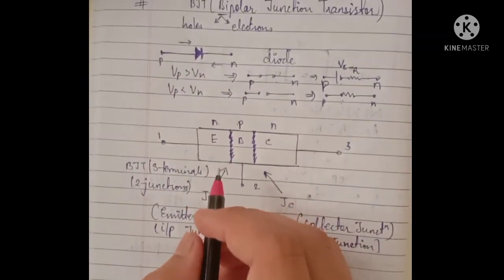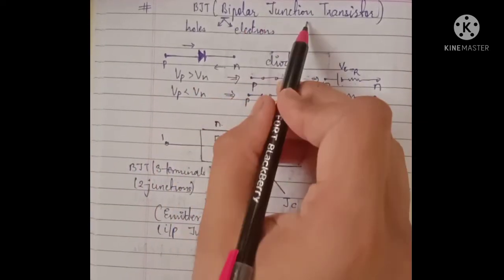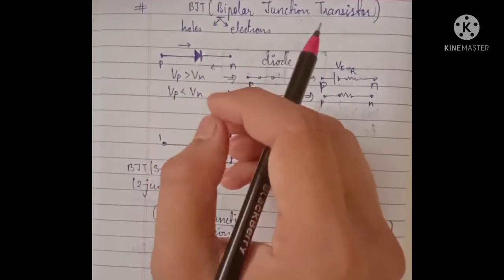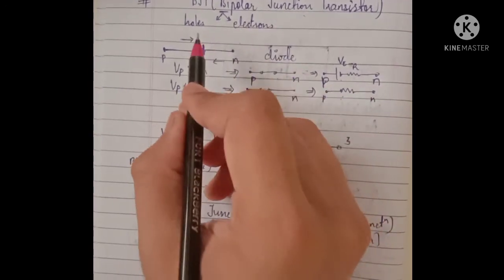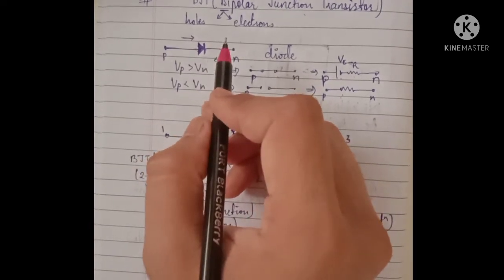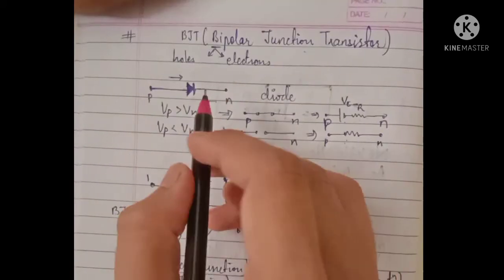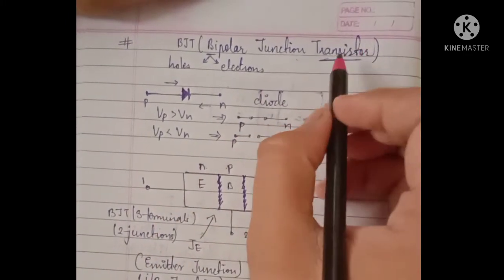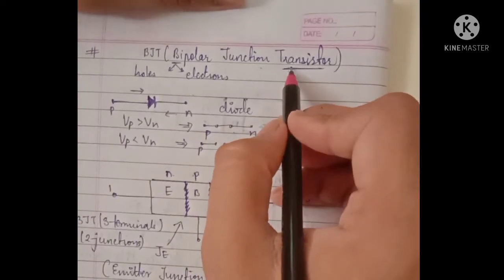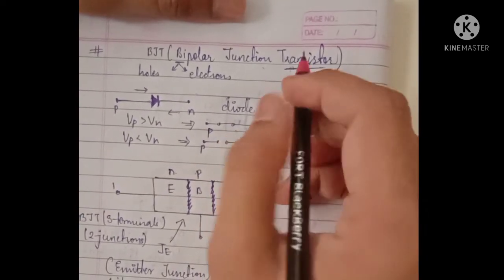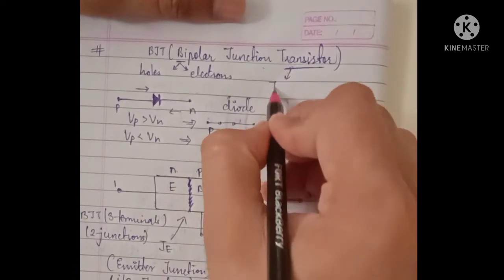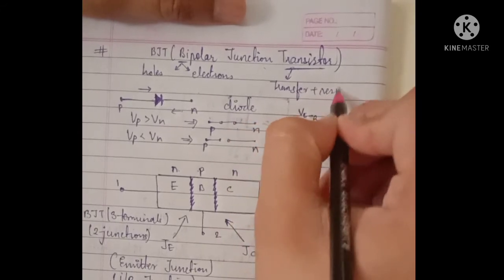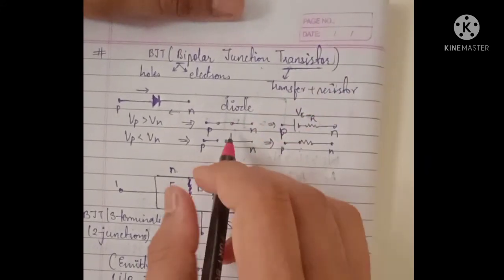So what we studied: BJT is a bipolar junction transistor. Bipolar means holes and electrons. The conductivity in a transistor is because of two kinds of carriers, holes and electrons. That's why it is called a bipolar junction transistor. We also talked about the transistor, which is defined as transfer resistor. The word transistor is made from two words, transfer plus resistor.